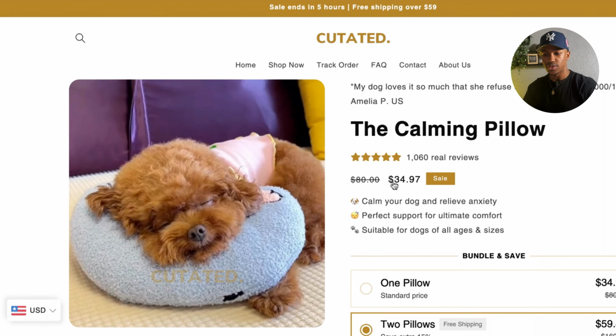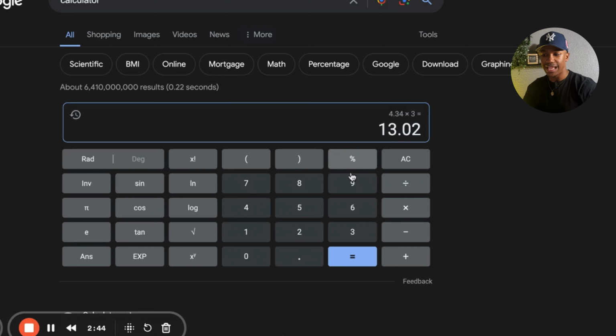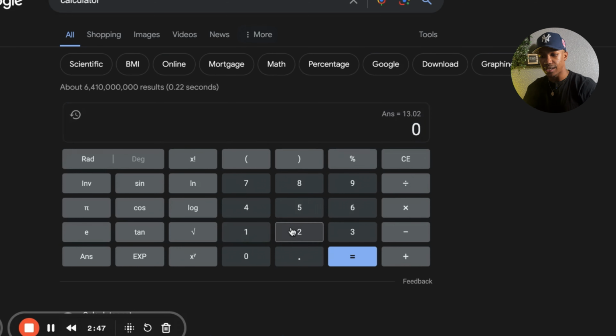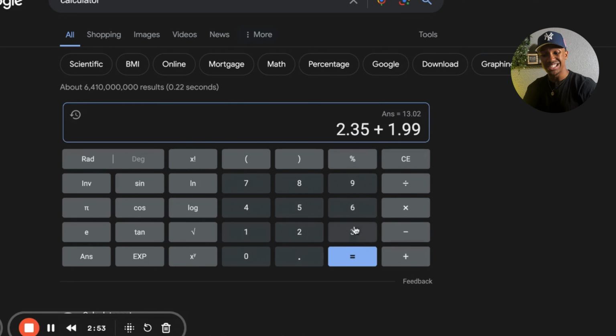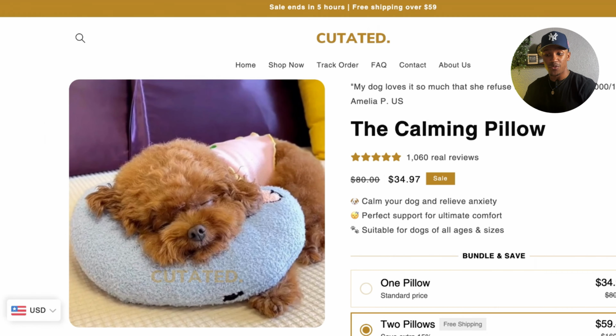So this is an example. We're selling this product for $34.97. We're able to get it from our supplier for $2.35, and we have $1.99 shipping. So I go to this calculator and I do $2.35, that's our cost of goods, plus shipping, which was $1.99, equals $4.34. That means our margins are already good. Like if we sell one of these, that means we're getting $30 per sale.